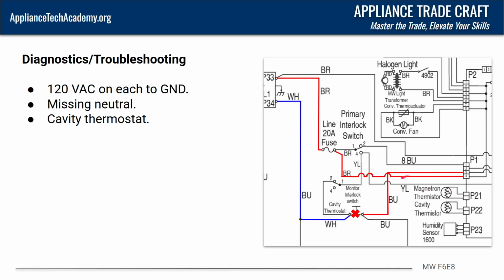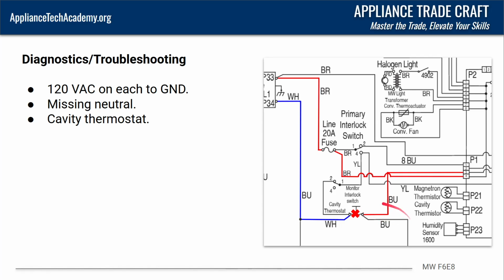If you check the neutral wire to ground right here at this connector, and you get 120 volts, that means you're missing neutral. And this is why it's such an important concept, why I spend so much time driving this concept home in pretty much every training that I do.